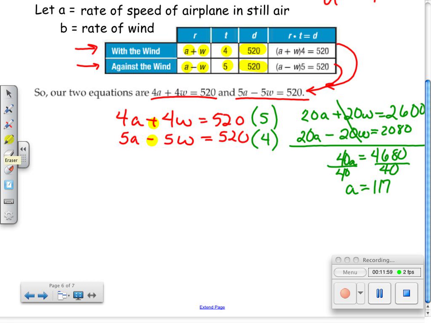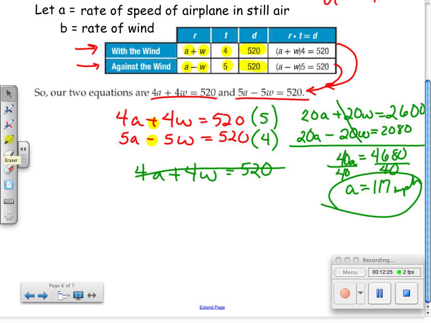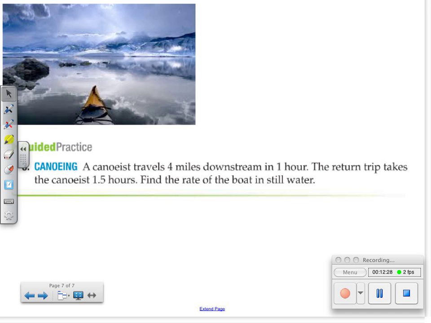Divide both sides by 40. And we find out the speed of the airplane is 117. If I were writing a sentence, I'd say the speed of the airplane is 117 miles per hour, right? Okay, so if A is 117, we can go up to our original equation, 4A plus 4W equals 520, and we could also find out the wind speed. But actually, we didn't need the wind speed. All we needed was this for an answer, now that I think about it. So you won't need to do that.